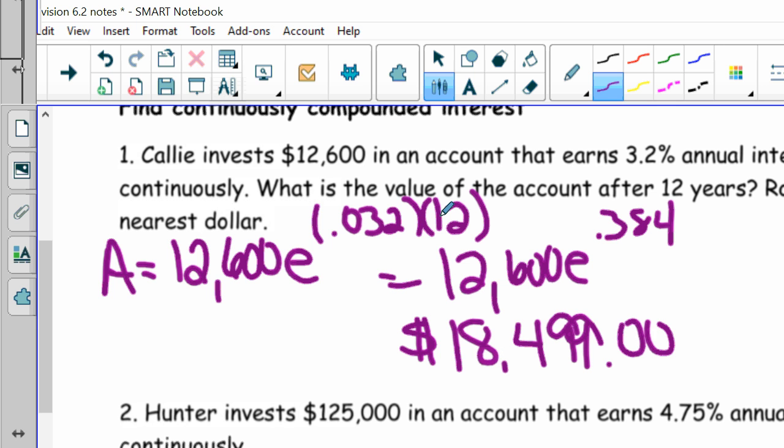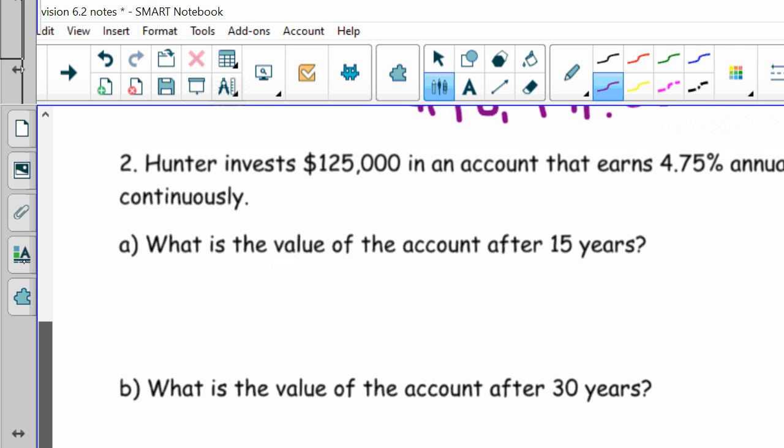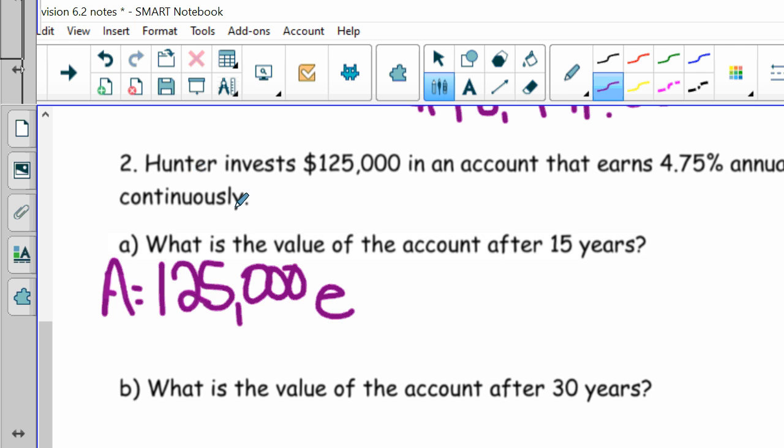All right, the next one says Hunter invests $125,000 in an account that earns 4.75% annual interest compounded continuously. What is the value of the account after 15 years? So again, A equals, what did we start out with? 125,000, times e to the, our rate is 0.0475 times our time, 15.